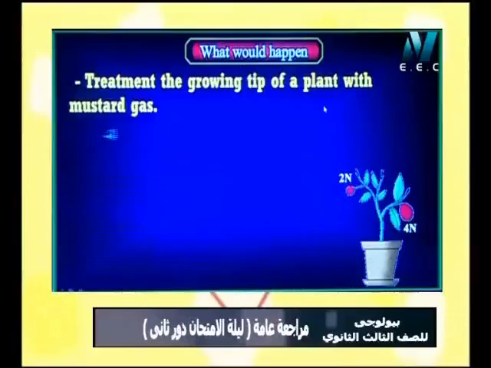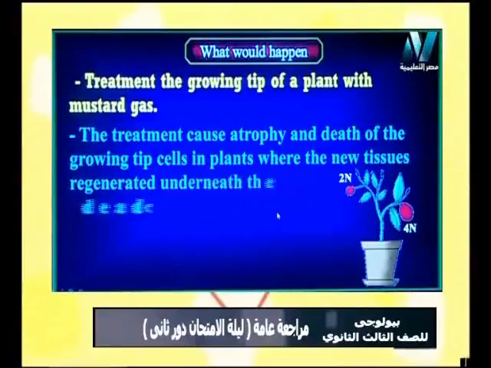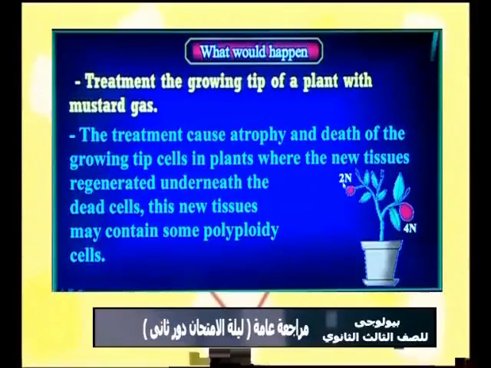So look, the question says treatment of the growing tip of the plant with mustard gas. Now look at the answer: the treatment causes atrophy and death of the growing tip cells in the plant, where new tissue regenerates underneath the dead cells. This new tissue may contain some polyploid cells. Remember that the polyploid cell, or tissue, that was giving small fruit at 2n becomes double the size at 4n. People consider this induced mutation, taking place by human beings using mustard gas, nitrous acid, or colchicine.